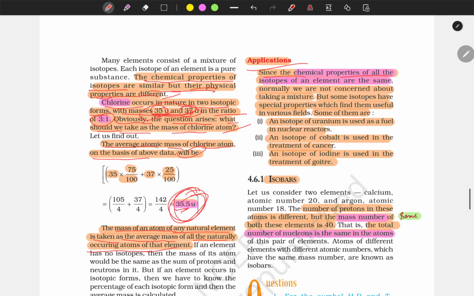Application: since the chemical properties of all the isotopes of an element are the same, normally we do not concern ourselves about taking a mixture, but some isotopes have special properties which make them useful in various fields. An isotope of uranium is used as fuel in a nuclear reactor. An isotope of cobalt is used in the treatment of cancer. An isotope of iodine is used in the treatment of goitre. It is a disease where a huge bump appears in the neck. It is due to the deficiency of iodine.